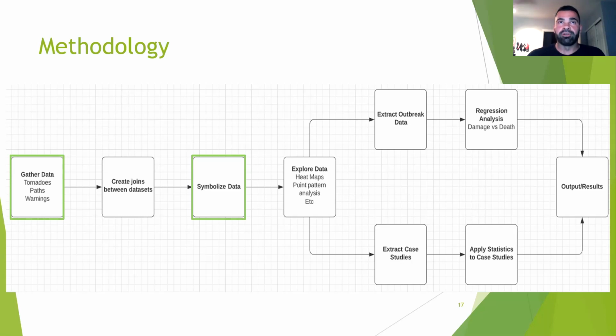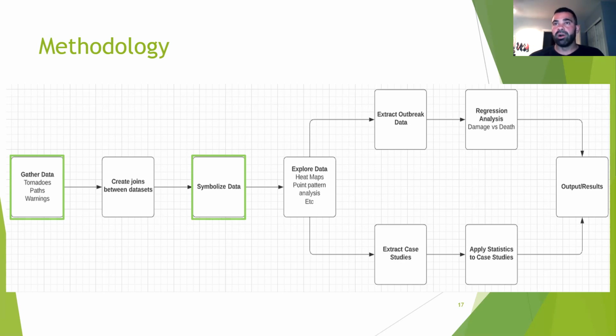First, the top path in the workflow details exploring the tornadoes by outbreak. I'm going to attempt to identify all of the tornadoes associated with outbreaks and those that were not. If that's possible and the data is prepared, I'll perform a regression analysis on the damage versus death and produce the results of the analysis. The bottom path of the workflow is the case study analysis.